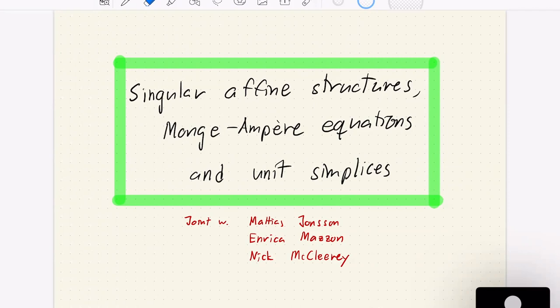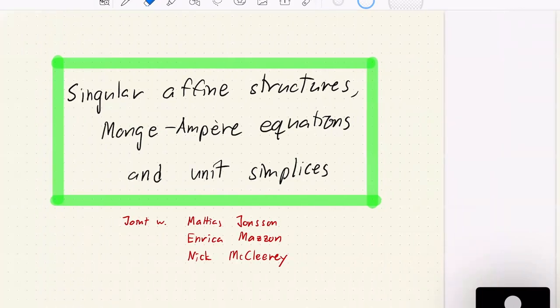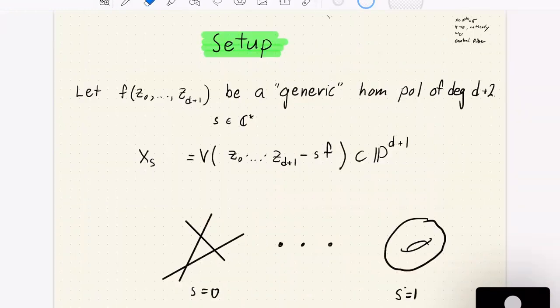So this is joint work with Matthias, Enrica Masson, and Nick McCleary. And it's going to be, as I said, about real Monge-Ampère equations, but I want to start with this concrete complex geometric problem.